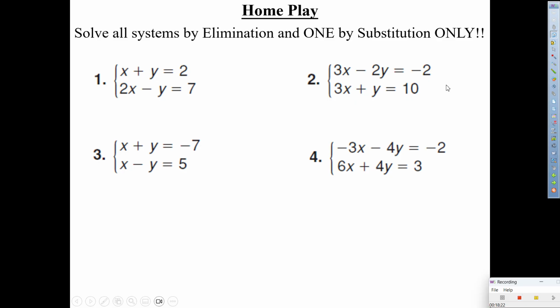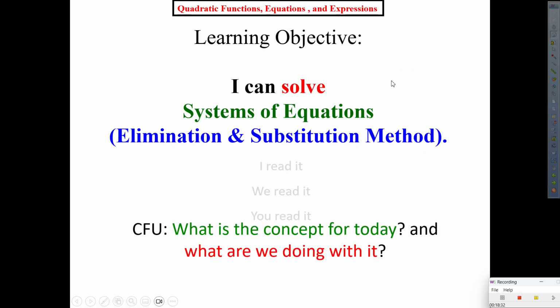So, tonight's home play. Look at that beautiful scenario right there. Systems of equations. All right, here we go. Get a Cornell note ready, please. You do need a Frayer model. It's going to go super fast, so stay with me, people.